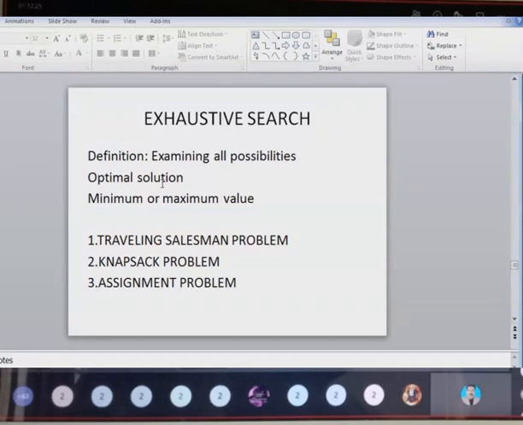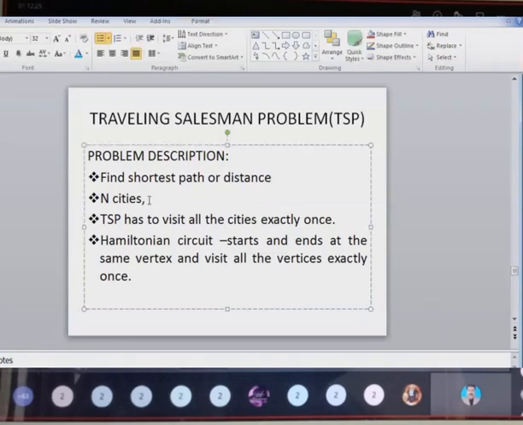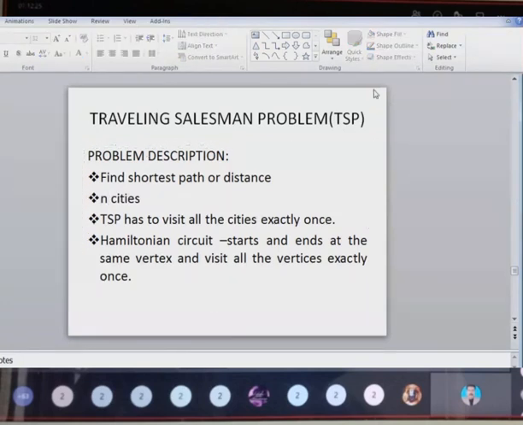So the three problems that can be solved by exhaustive search are the traveling salesman problem, the knapsack problem, and so on. The first problem is called the traveling salesman problem. The traveling salesman problem is used to find the shortest distance or shortest path.